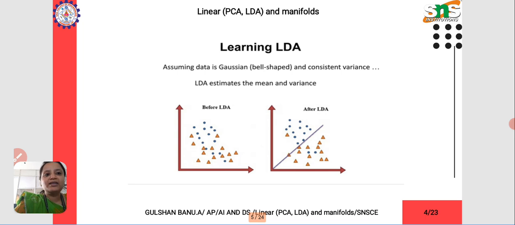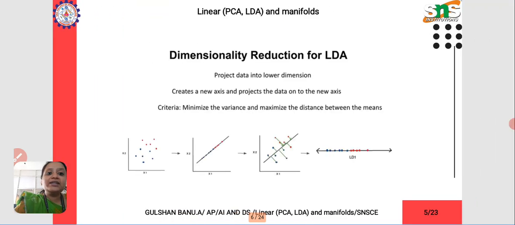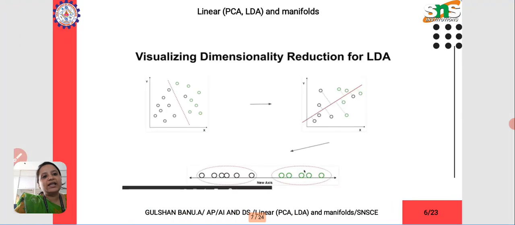Okay, now we will see how the process is. You will be assuming the data is Gaussian with consistent variance. LDA estimates the mean and variance just to find out the property of the image that you are going to access. Now, dimensionality reduction for LDA projects the data into a lower dimension: it creates a new axis and projects the data on the new axis. So you will have n number of data sets, and that projection should be given in one single line or one single process, right? For that you will be using this LDA.